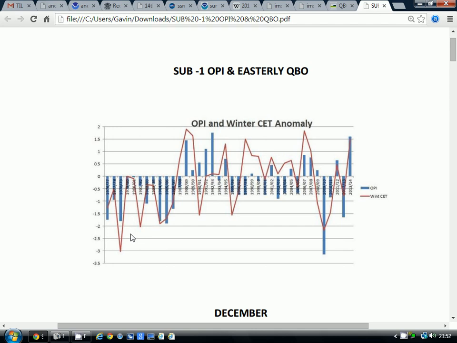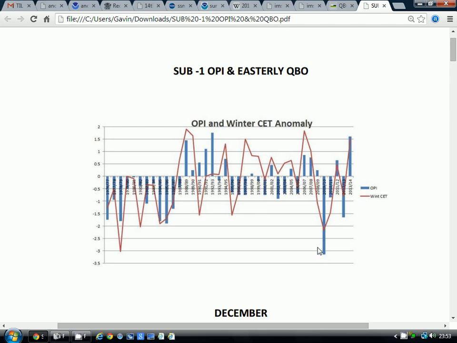I think you can very clearly see that when the OPI is posting negative numbers, we're tending to get cold winter CET, central England temperatures. And it's the case whether it's a westerly or an easterly QBO, really. Conversely, when the OPI is posting positive returns, and that's these blue bars up here, we're generally posting positive central England temperatures as well, generally having milder winters.